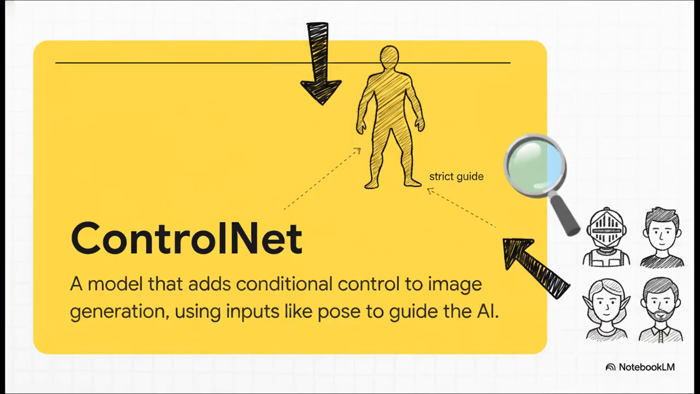So what exactly is ControlNet? You can think of it as a way to give the AI very, very strict instructions. Instead of just a text prompt where you're kind of just hoping for the best, you're also giving it that pose image we just made, and that image acts like a non-negotiable guide.